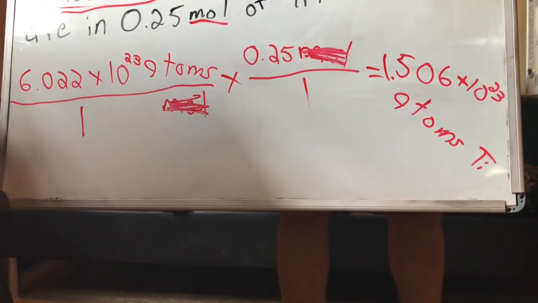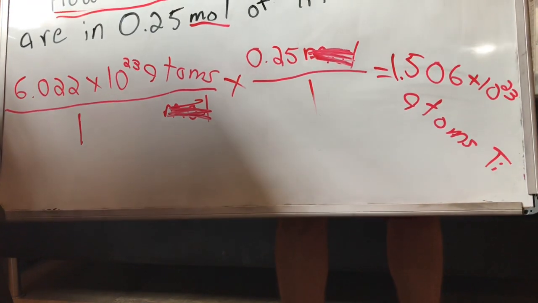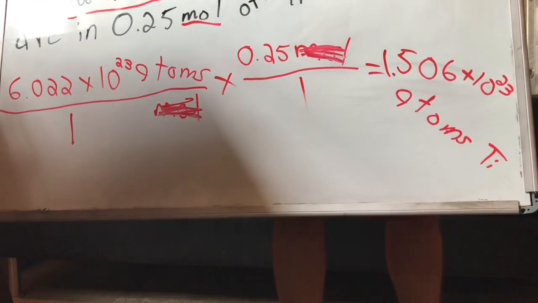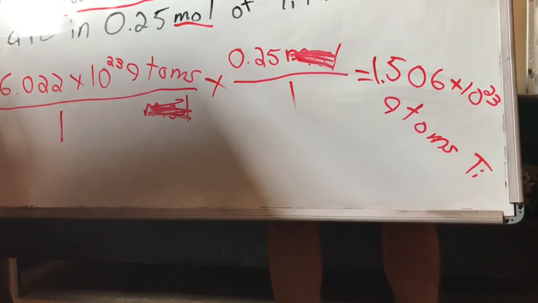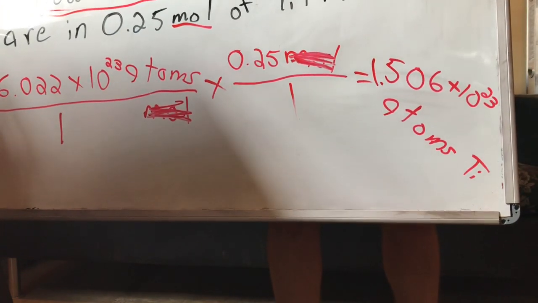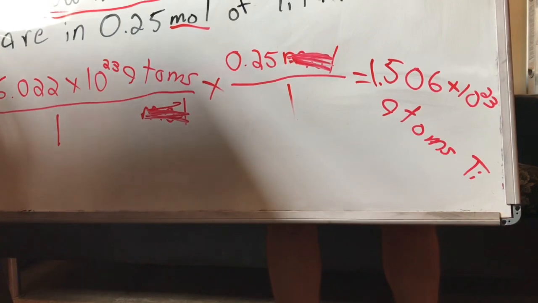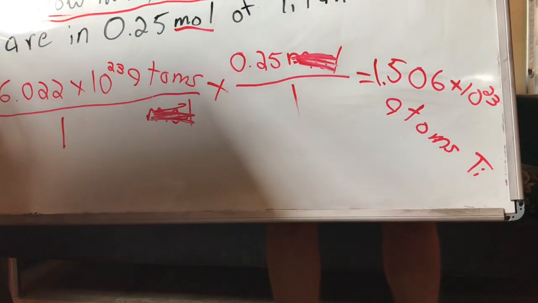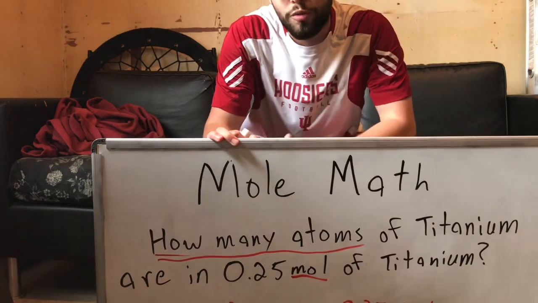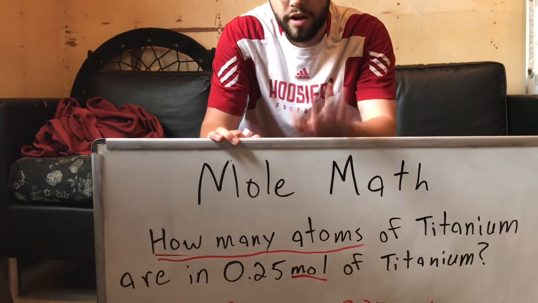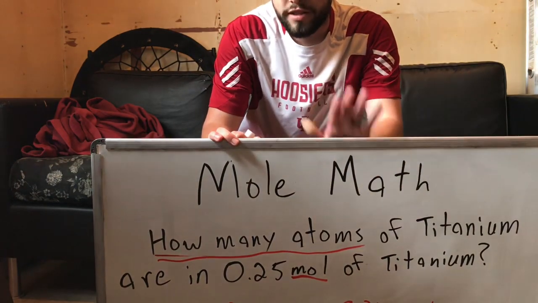That's still quite a lot of titanium atoms. And that's just because the mole is such a huge number. Even if I am only taking a quarter of a mole, it's still a ridiculously huge number. Let's try 2 more problems. We'll do 2 more problems on another board, and then we'll call it there.